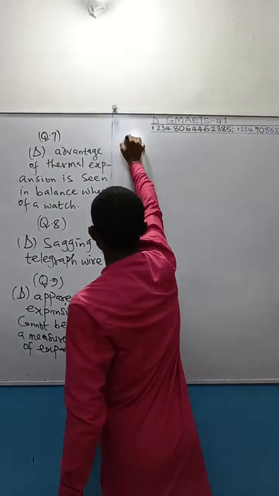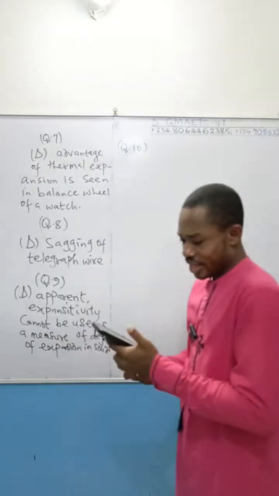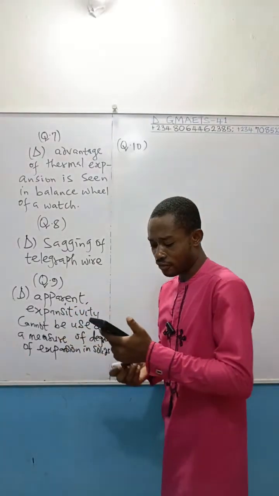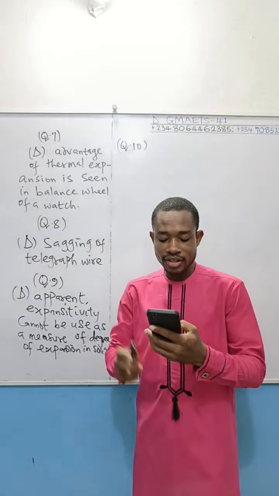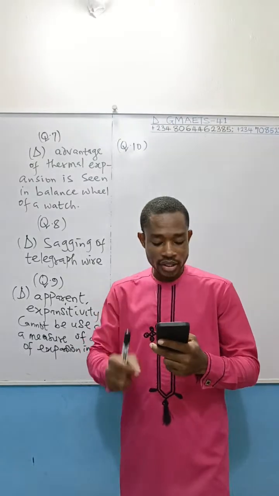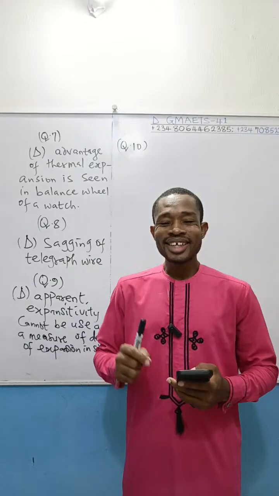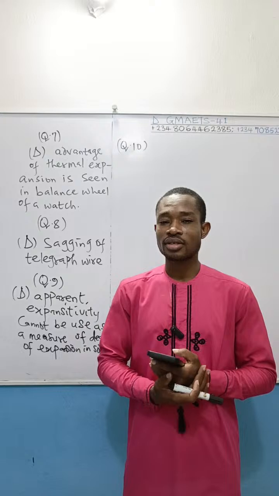Question number 10. So what we have here, the density of a liquid is 7.00 times 10 to the power of 3 kilogram per cubic meter. The density of a liquid is 7.00 times 10 to the power of 3 kilogram per cubic meter at 10 degrees centigrade.